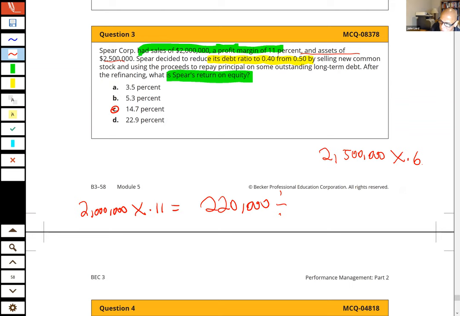If my debt component is 40% of that number, then the only portion left that can be the equity portion is that 0.6. So I take the 2.5 million and multiply by 0.6. That gives me a denominator here of 1,500,000, if I'm doing my math right. When I divide the 220,000 profit by the 1,500,000, I get the correct answer, the 14.7.